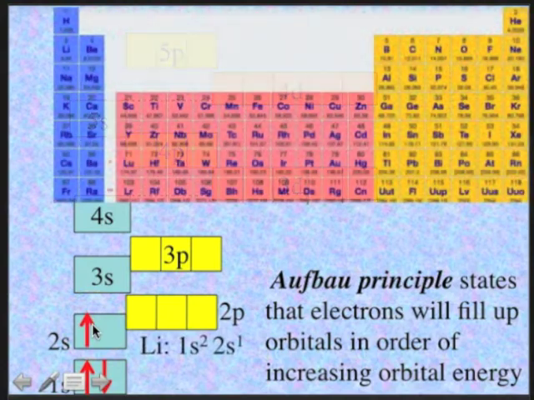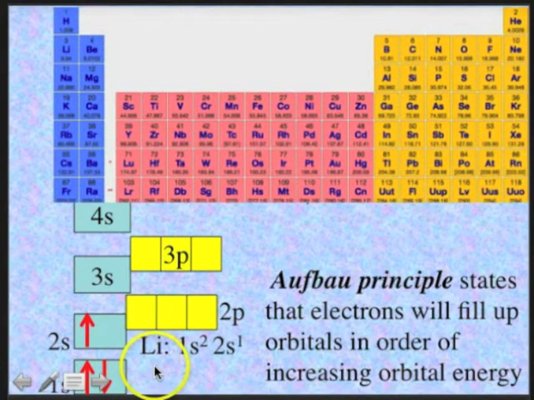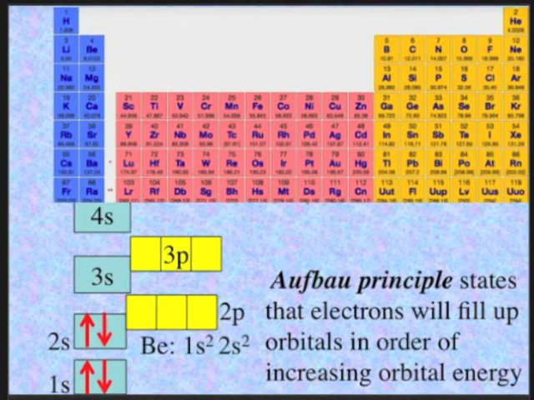The next electron, for lithium, goes into the 2s orbital, so its electron configuration is 1s², 2s¹. The next electron is beryllium over here, and its electron configuration is 1s², 2s². You notice that electrons have to have different spins when they share an orbital.